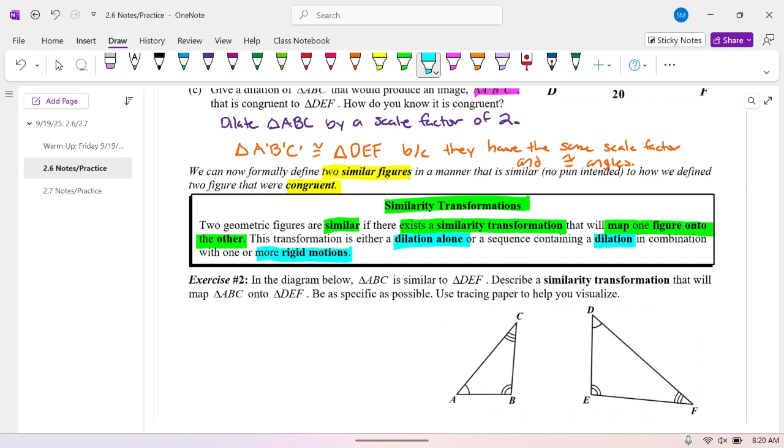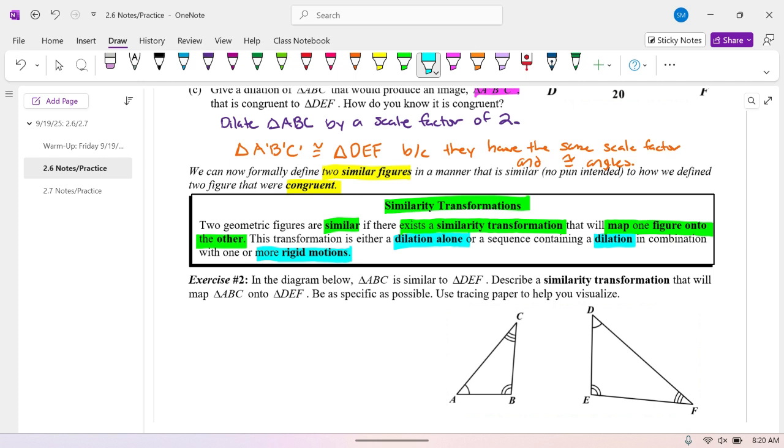Now, just to review, what does it mean by a rigid motion? This is back from Unit 1. Right, it's a transformation that doesn't change the size or shape. In other words, it produces what? Congruent figures. Good. So, what are the 3 rigid motion transformations? Translation's one. What's another one? Reflections and rotations. All right.